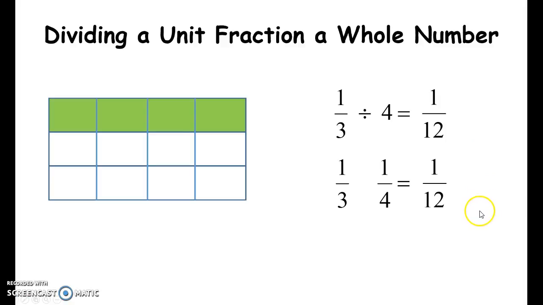Now you know what we're going to do next. We're going to multiply those 2 fractions. Numerator times numerator and denominator times denominator.